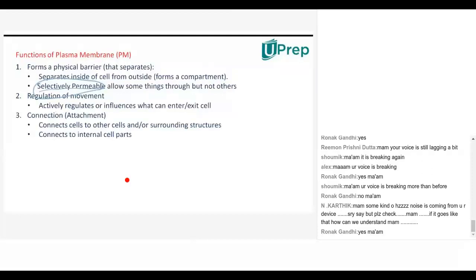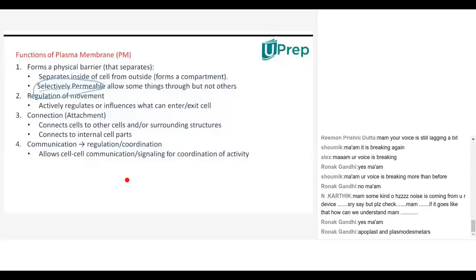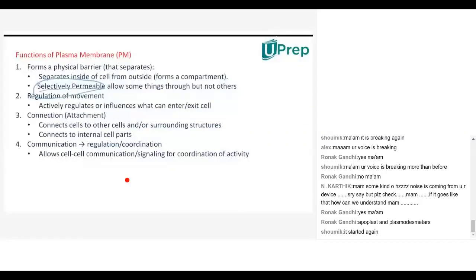And after selective permeability, there's a term called connection. This is almost similar to the cell wall apoplast function we discussed. There will be connection between different cells because of the plasma membrane also. Because animal cells will have only plasma membrane, how will the animal cells get communicated with each other? Because of the presence of plasma membrane. Here also you will find plasmodesmata, the same plasmodesmata which will help in connecting various cells.